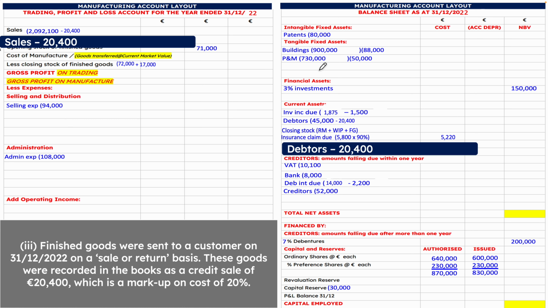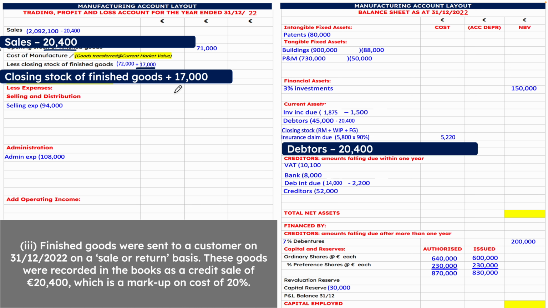And then these goods were recorded in the books as a credit sale of 20,400, which is a markup on cost 20%. So we need to find out what is the actual cost price of that. So 20,400 divided by 120 multiplied by 100 would be 17,000 euro there. So 17,000 euro is the cost of the closing stock. The bookkeeper said that that had left the business, so they minused that. But now we're fixing it, so we are adding it back on. Okay, so that is the crack with that.